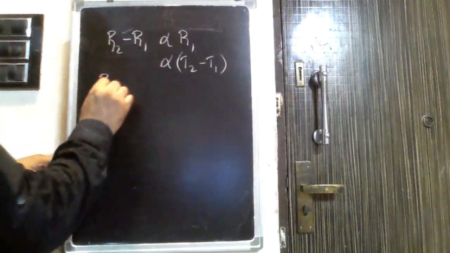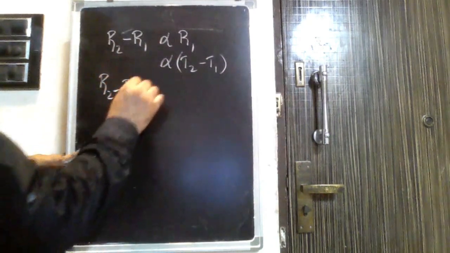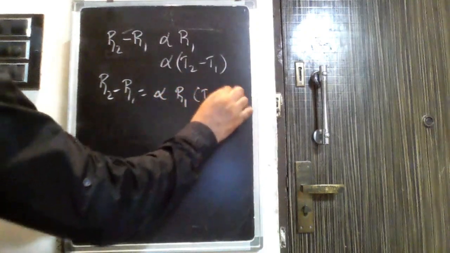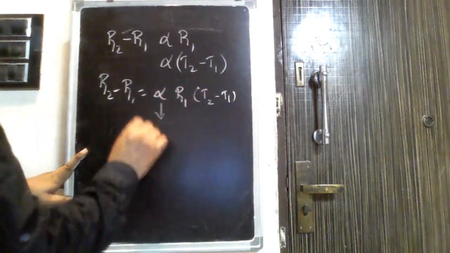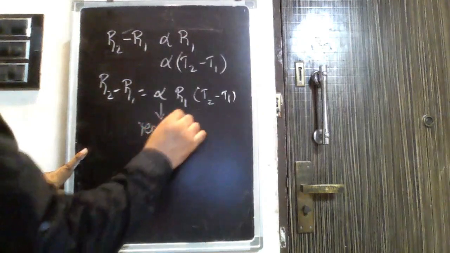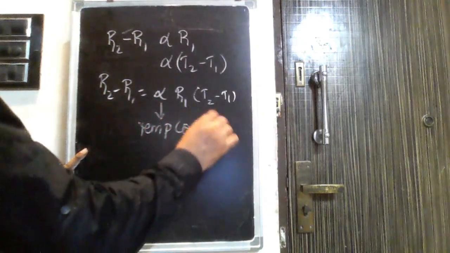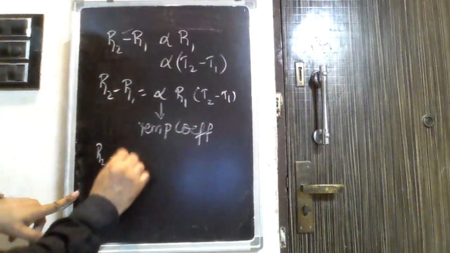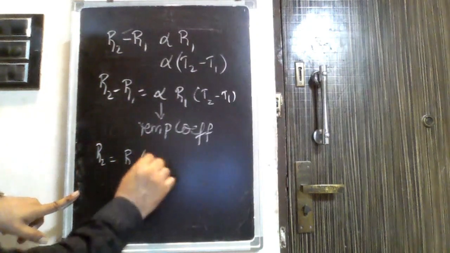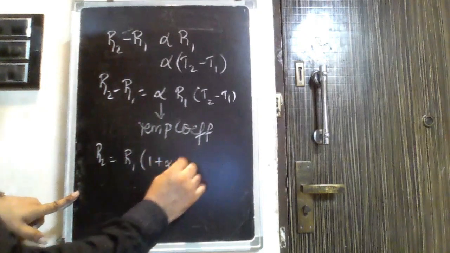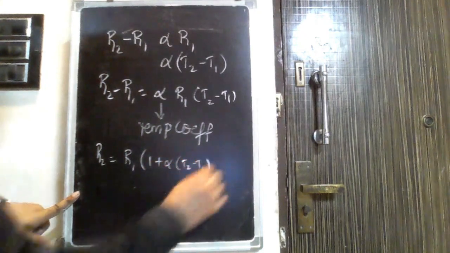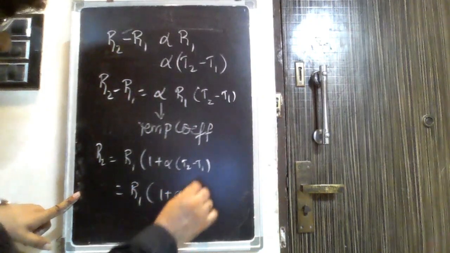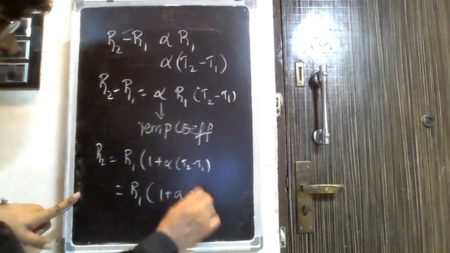So combine this information now: R2 minus R1 will be equal to alpha R1 times (T2 minus T1). This alpha is called the temperature coefficient of the material. It tells how well it changes with temperature. So R2 will be equal to R1 into (1 plus alpha times (T2 minus T1)). T2 minus T1 can be written as delta T. So R2 will be equal to R1 into (1 plus alpha delta T).